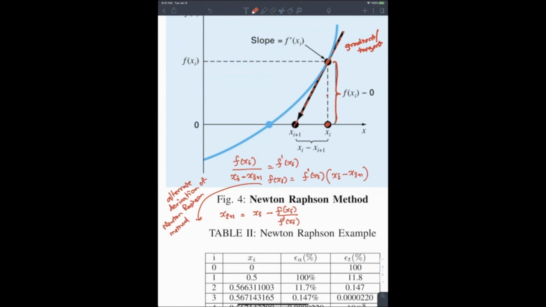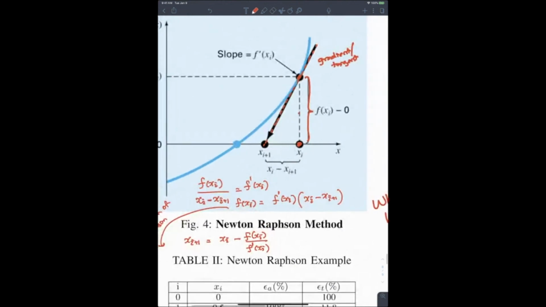Here we did not use Taylor series at all. We just use geometry. So this derivation is just from what we see on this picture. What is the gradient? The gradient at this point is written as f prime xi. Then the gradient can, using geometry, be written as f xi divided by xi minus xi plus 1. And then you just equate them, and you get the formula for the Newton-Raphson method. So that's another way of looking at it.